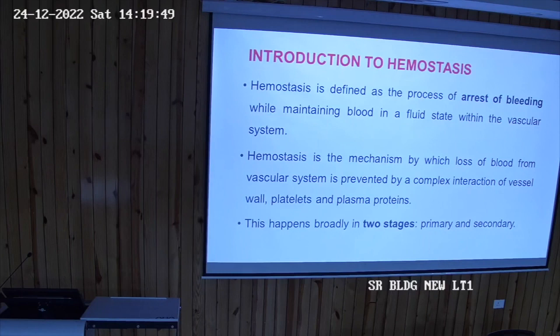But due to some injury or trauma, if there is plug and clot formation, that has to be dissolved, that has to be removed from the normal circulation. So another mechanism which is present is known as the fibrinolytic mechanism, that is the breakdown of fibrin. Fibrin is the final product of the clotting mechanism, so fibrinolytic mechanism.